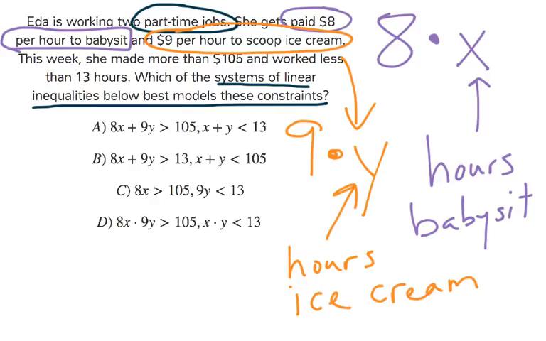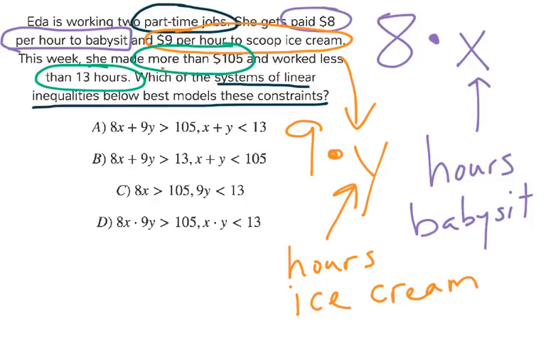Okay. And this week she made more than $105 total and worked less than 13 hours. Okay, more than $105, less than 13 hours. So just by looking at some of the answers and those last two key pieces of information, we can probably narrow it down a little bit.